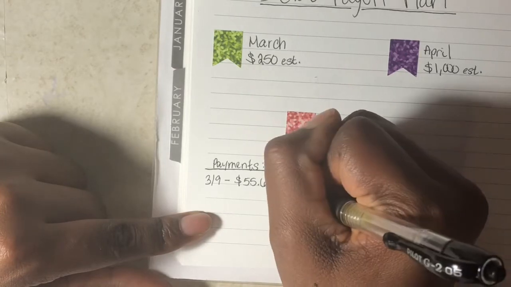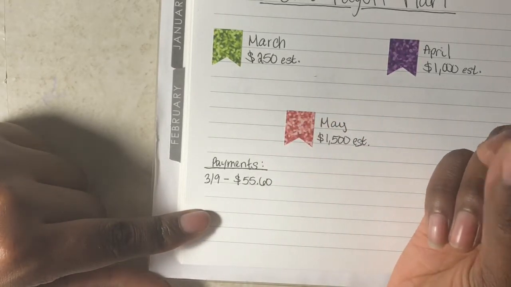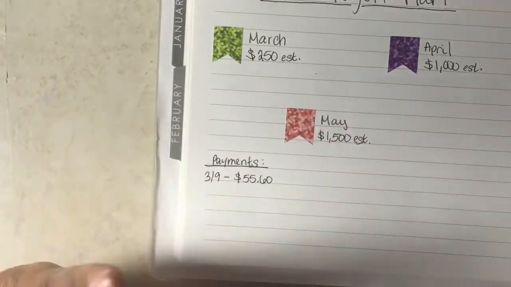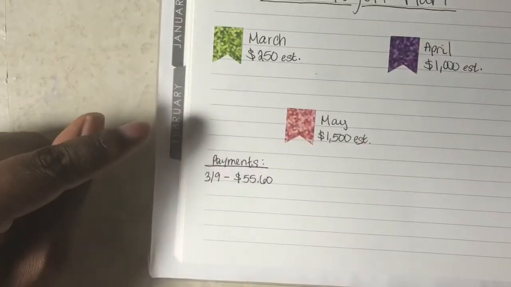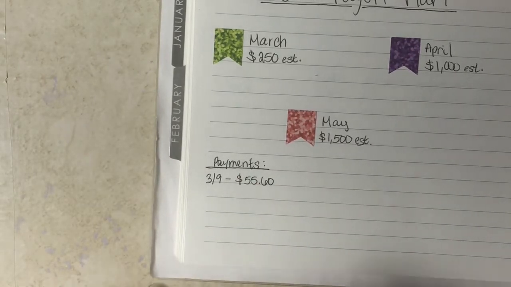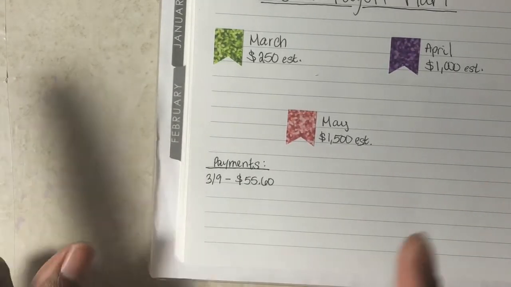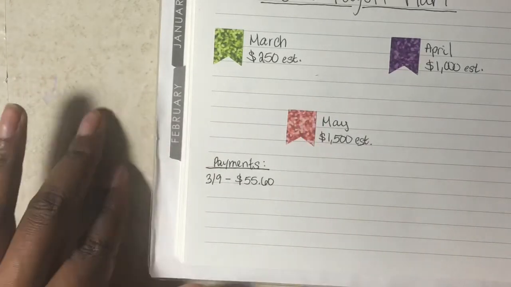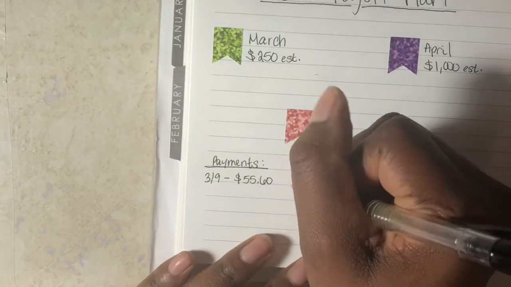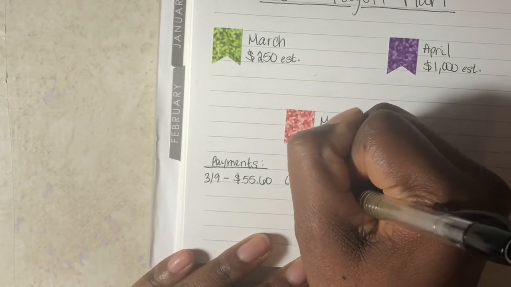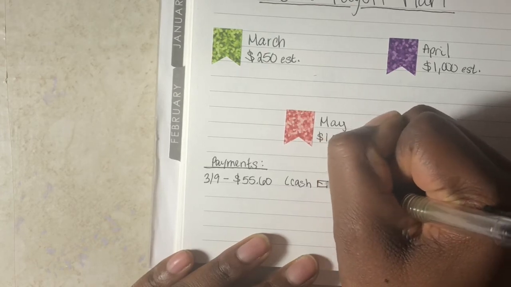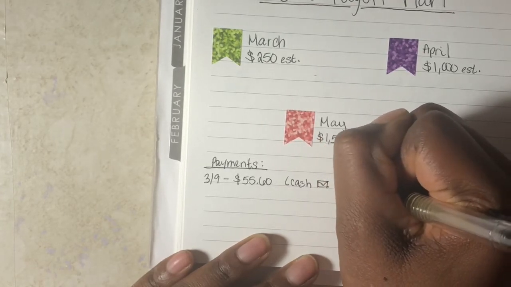Do I want to break down interest and stuff? No, I'm just going to write $55.60 because at the end of the month, I will review all of my payments with Great Lakes, and I will break up the interest and principal then. I won't worry about it right now. So $55.60, and this money came from cash envelopes for February.